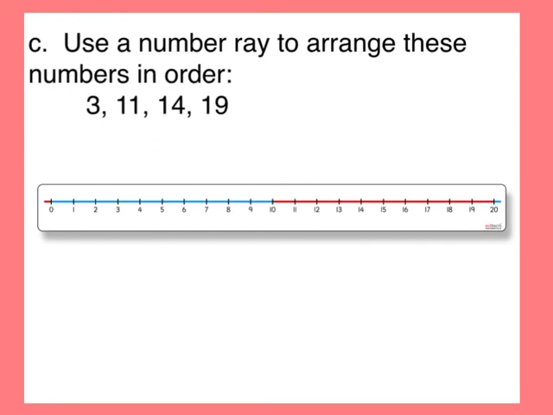Practice problem C says use a number array to arrange these numbers in order. Well, we can see that they're pretty much in order. We've got 3, and then 11 is here, 14 and then 19. So 3 is the first one, and then 11, then 14, and then 19. Okay?